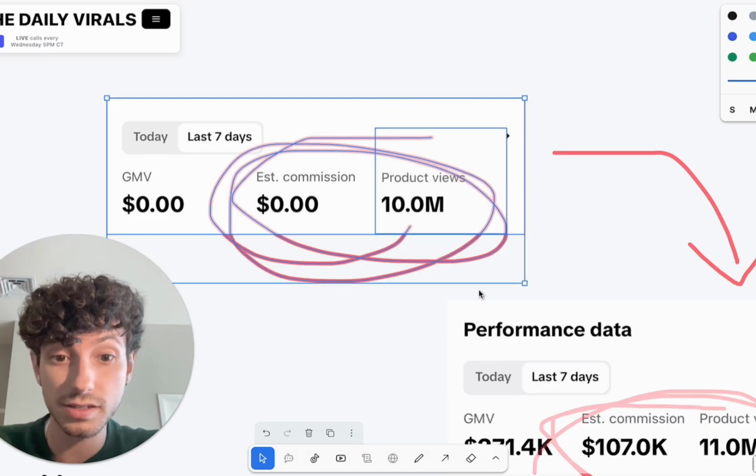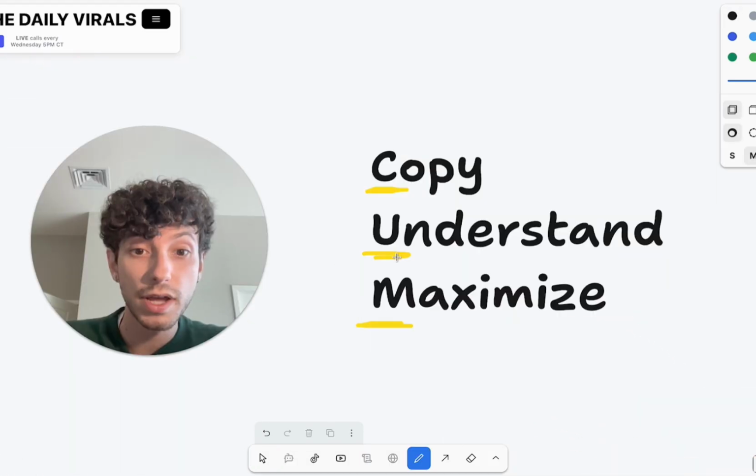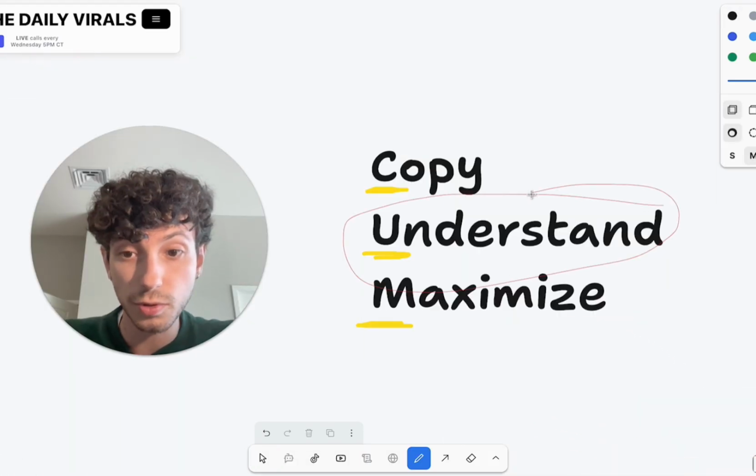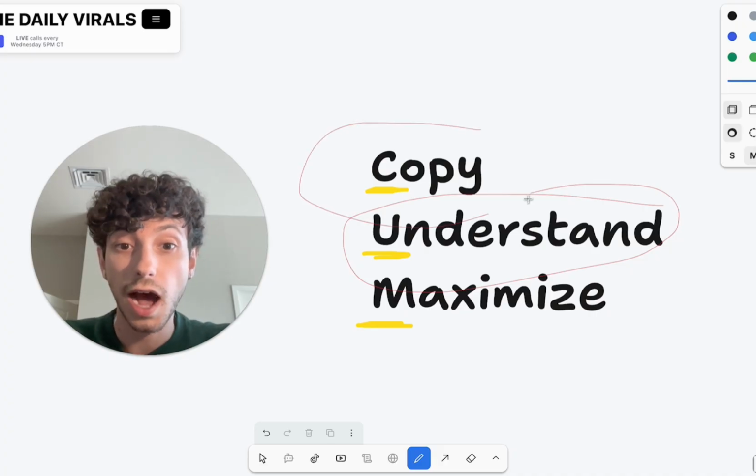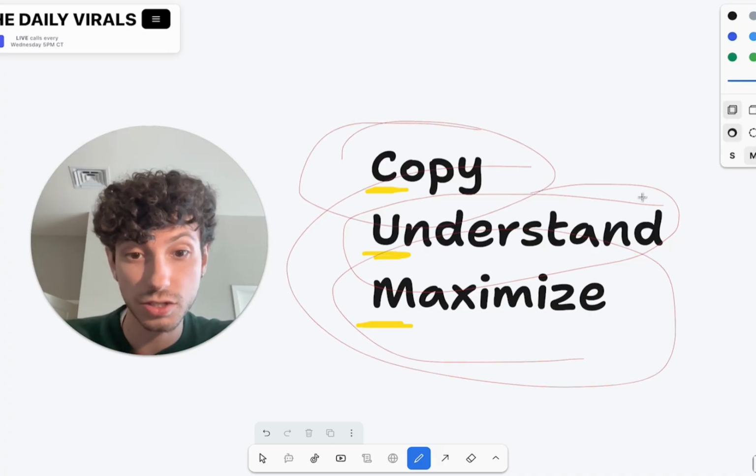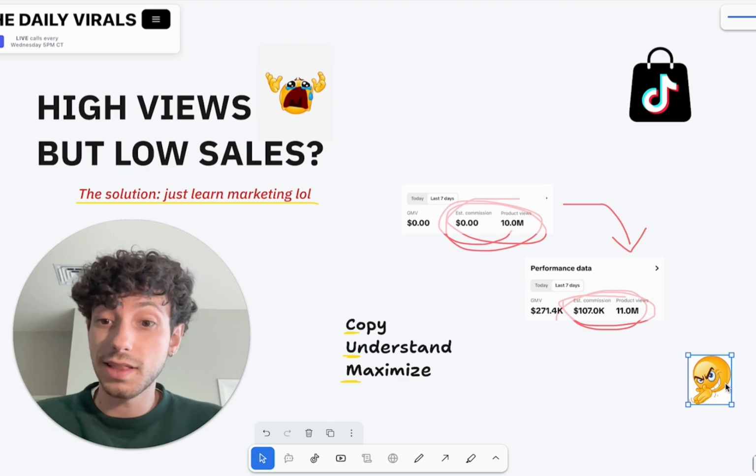So in this video, I'm going to be giving you a marketing crash course to take your dashboard from looking like this to looking like this. That way we can learn to understand the principles that make these videos work, copy their frameworks, and maximize our results. So without further ado, let's get right into this.